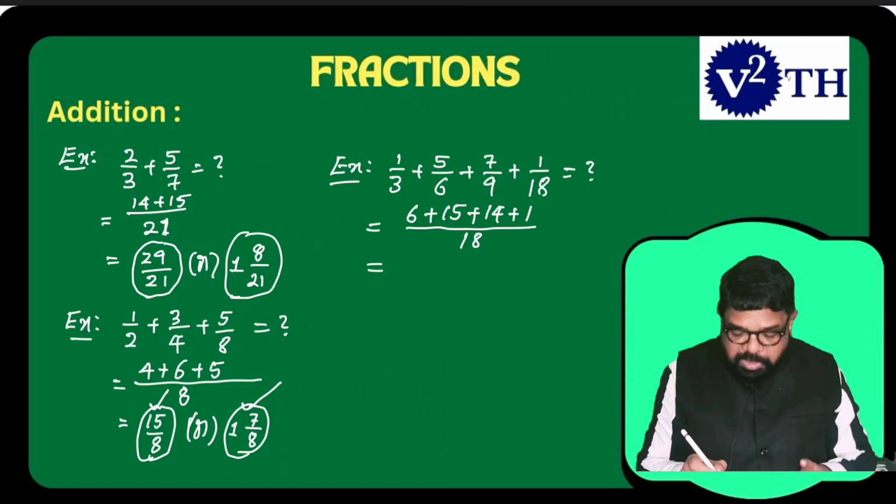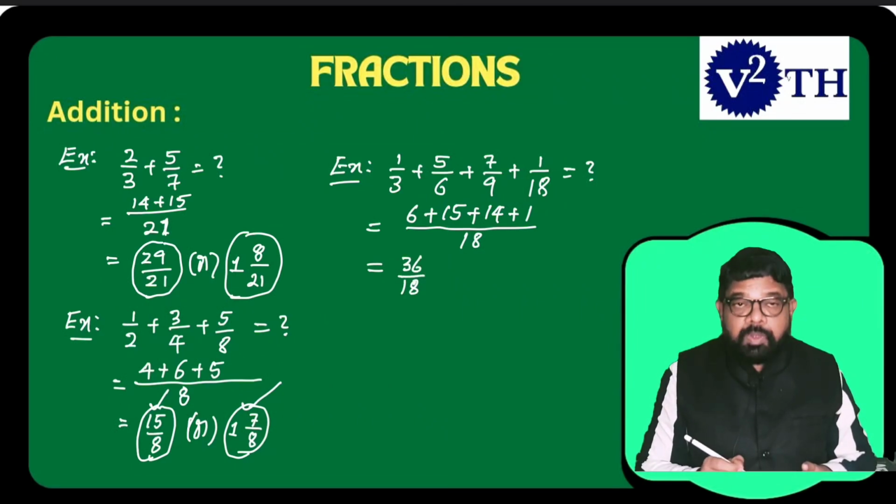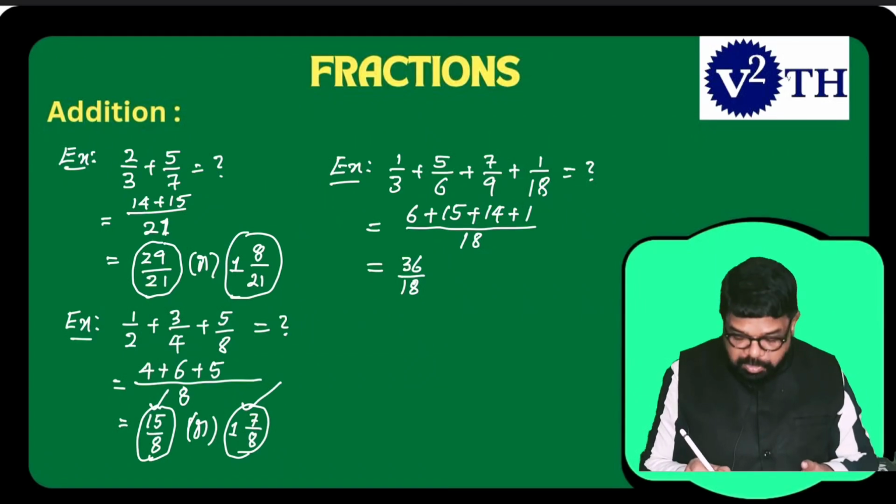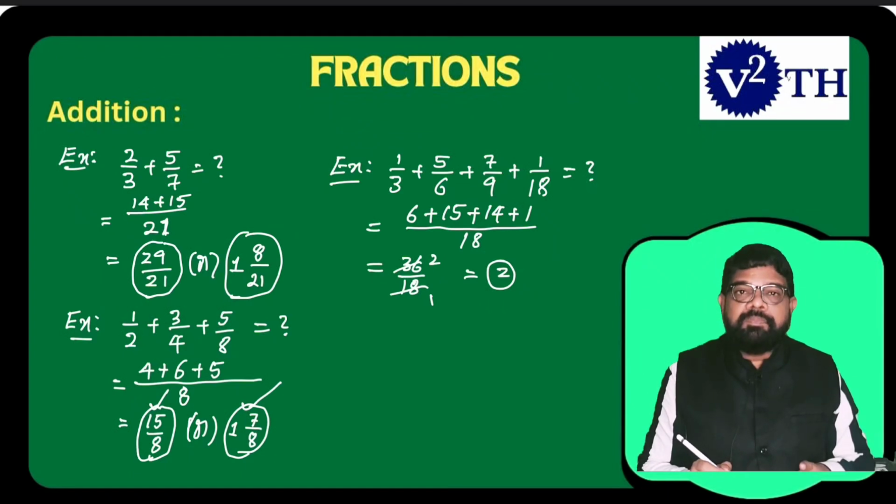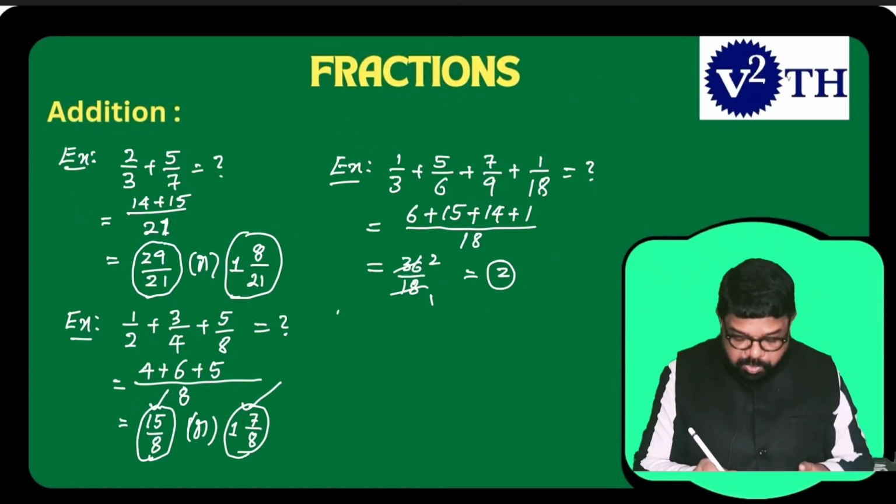Now see here, what is the numerator value? 14 plus 6, 20, plus 15, 35, plus 1, 36 by 18. Both are divisible by 18, so they get cancelled directly: 2 by 1. So 2 by 1 can be written as 2, which is the answer. Understood? I will give one more example.